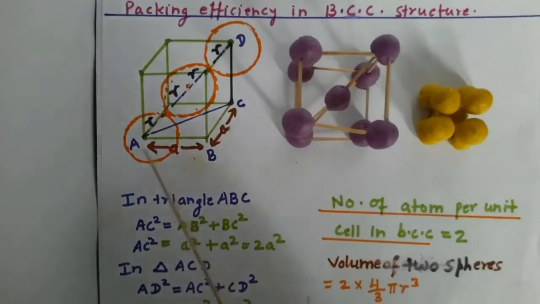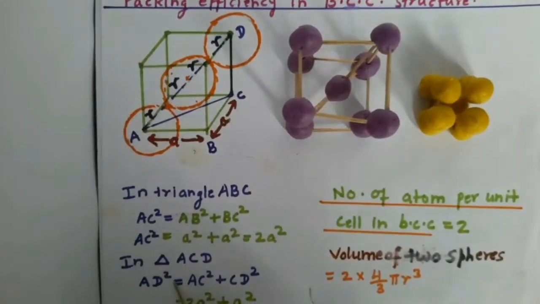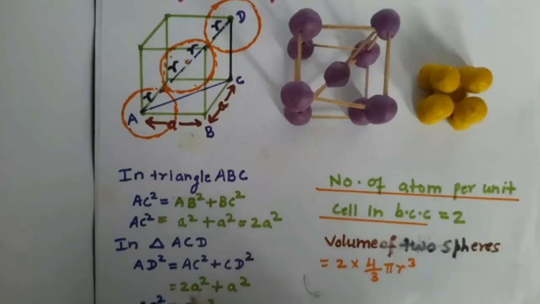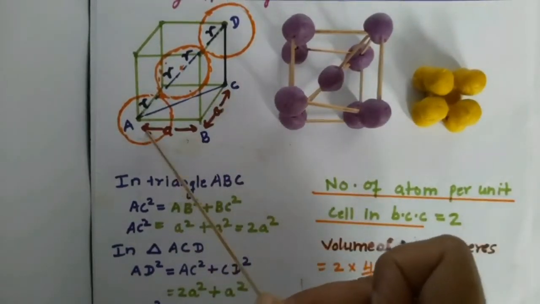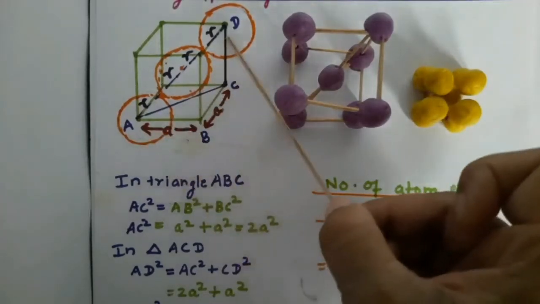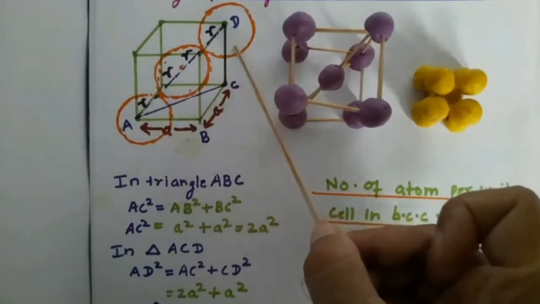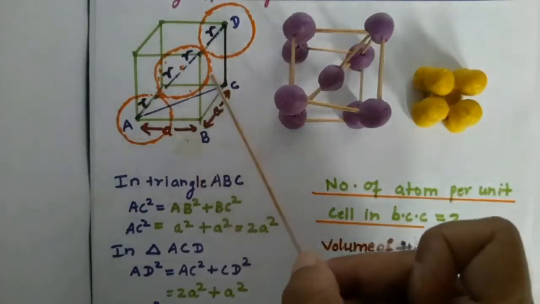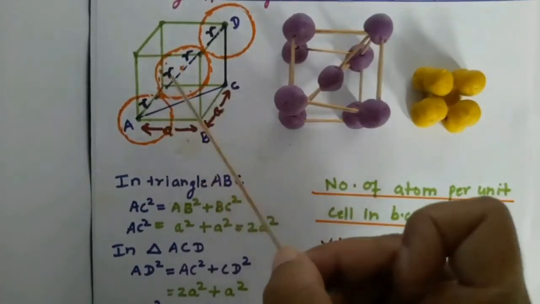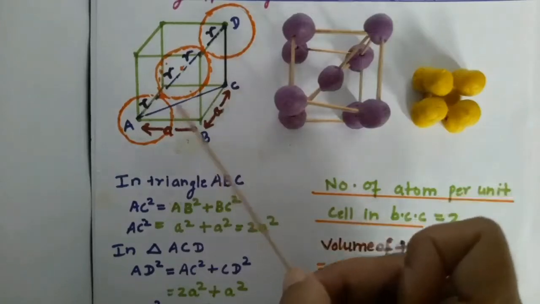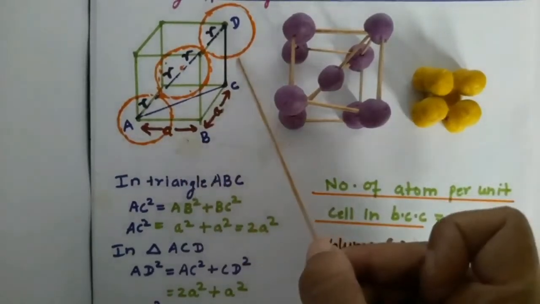Now in triangle ACD, AD square is equal to AC square plus CD square, and AC square is equal to 2a square and CD square is equal to a square. So AD square is equal to 2a square plus a square, that is 3a square. In this unit cell, the spheres along the body diagonal touch each other, and therefore this diagonal is made up of 4r, that is r plus r plus r plus r. It means 4r is equal to AD.